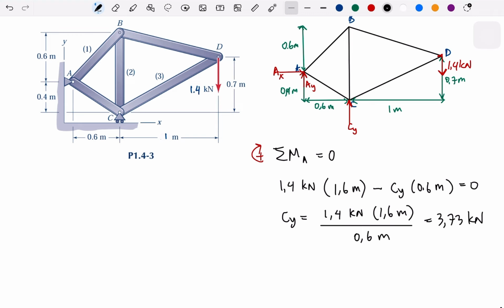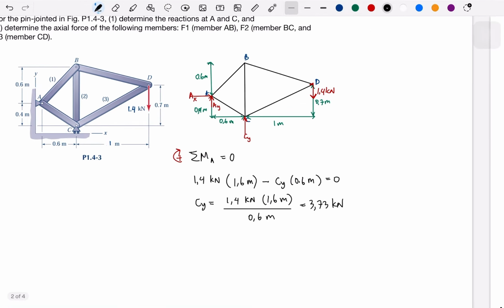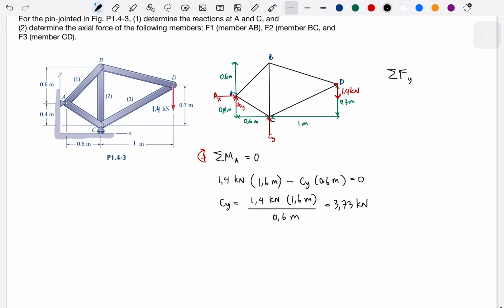Since we have Cy, then we could directly get Ay with the sigma F. Okay, so let me write here that the sigma Fy is 0. So Ay plus Cy is equal to 1.4 kilonewton, so Ay is minus 2.33 kilonewton. So it should be going down, but let me just write that first. Okay.